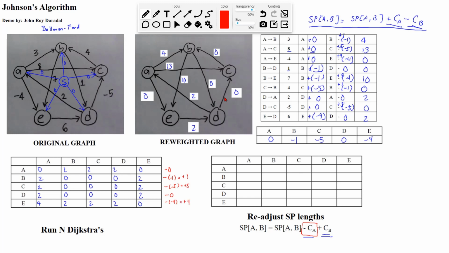Okay, so let's write that for all rows. So minus 0 for all of these cells in this row, and then this is plus 1, and then this is plus 5, this is minus 0, and this is plus 4.